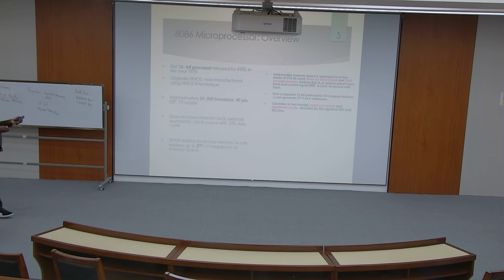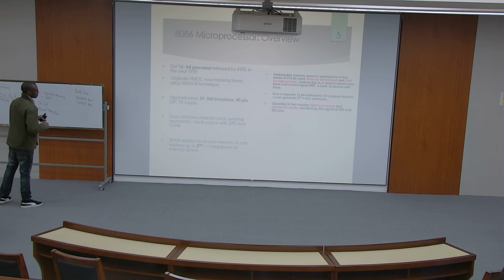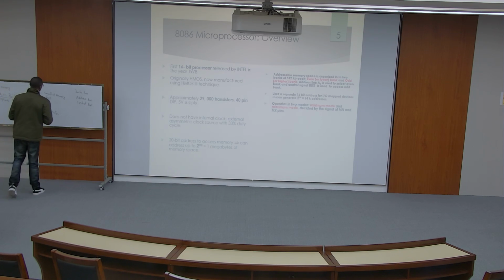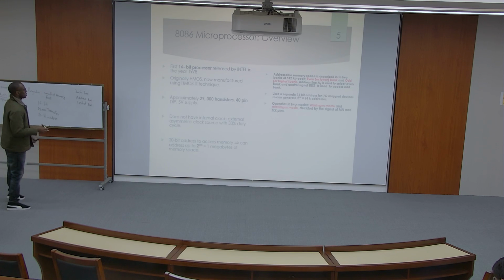So it does not have an internal clock, and the external one is an asymmetric clock source with 33% duty cycle. The address bus is 20-bit address. This is also another key feature of the 8086 microprocessor.